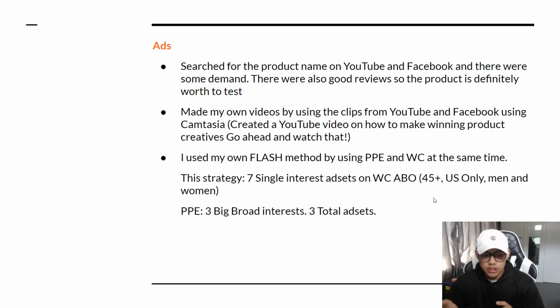I just searched for my niche. I saw the interest around that, and then I just ran that, created 3 separate big broad interests and 3 total ad sets. I had 2 videos per interest from my WC campaign and also my PPE campaign, just so I can boost those 2 particular videos. Once I found the winning video, then I started creating lookalikes, which I'm gonna be expanding later on.